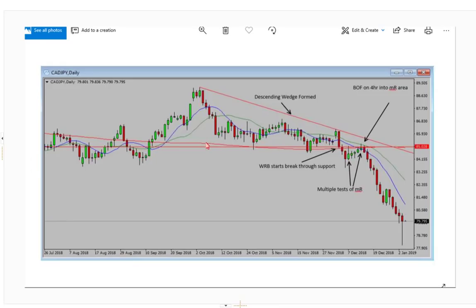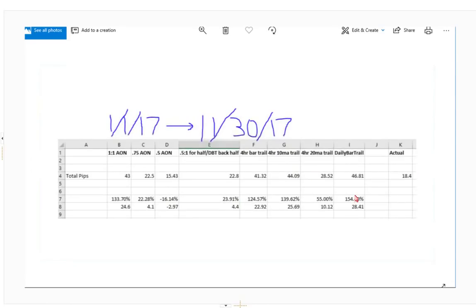which is now resistance, along with the red 200 period moving average and the 20 period moving average, all in the same area. And then we're going to look at in a second the breakout failure into this area on that 4-hour chart. Okay, a wide range bar starts to break through support here. Multiple tests of minor resistance.